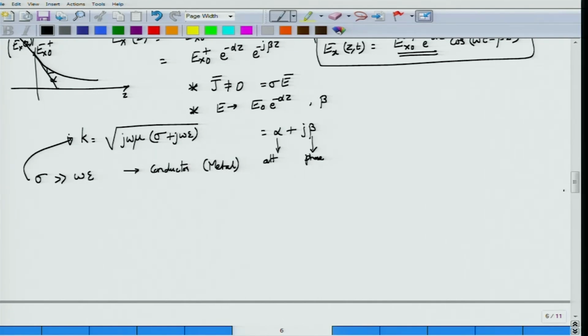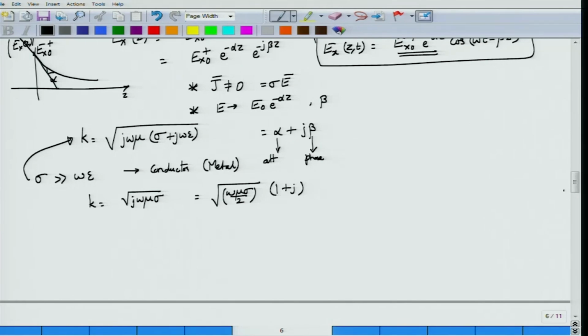Therefore, one can make this approximation of sigma being much larger than omega epsilon, and when you put that back into this expression for k, you will see that k is equal to the square root of j omega mu sigma. This can be rewritten, by taking the square root of j, as the square root of omega mu sigma by 2, this square root actually covers everything, and then there is 1 plus j.